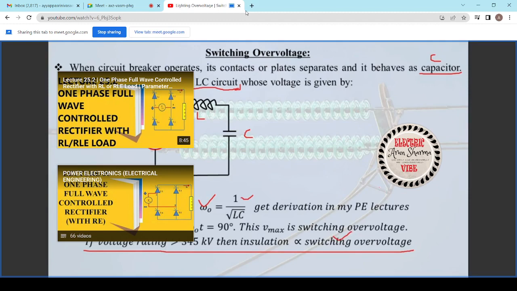Now this is all about over voltage in transmission line. I hope you got my point.